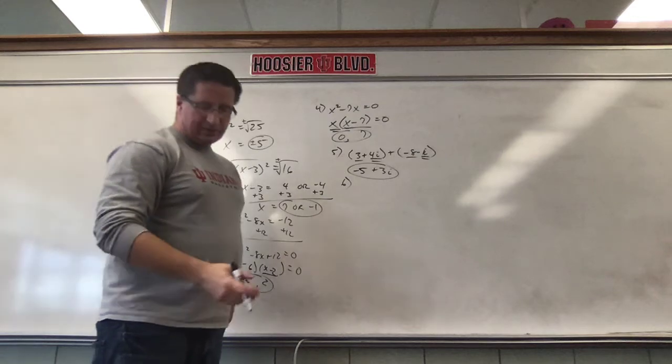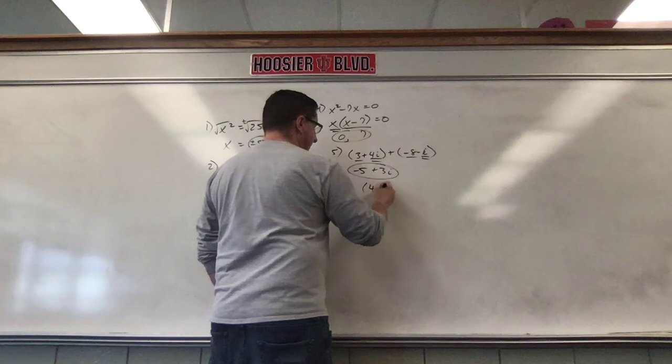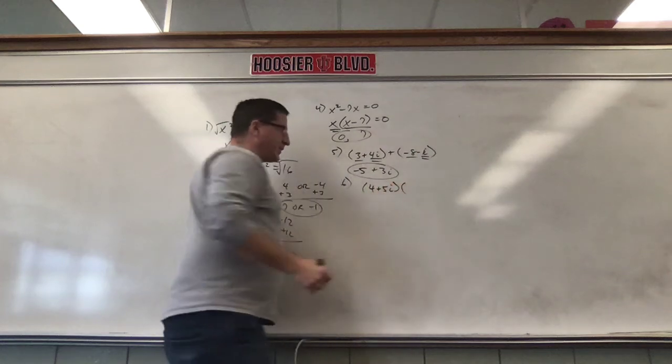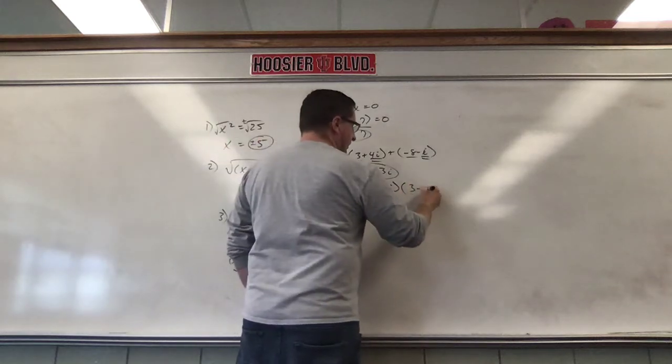Number 6, this one looks similar, it's not. Well, I mean, it has imaginary numbers in it, but we have 4 plus 5i times, we're not adding here, we're timesing, 3 minus 2i. So we're going to FOIL.